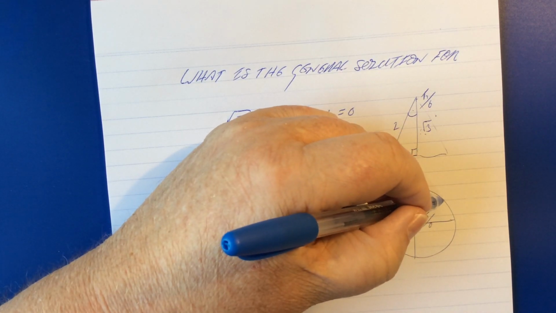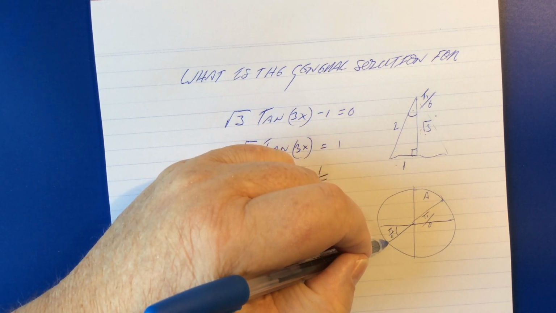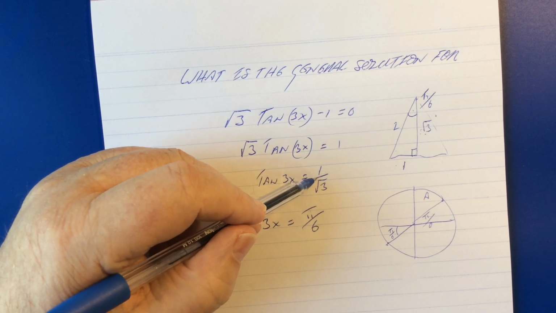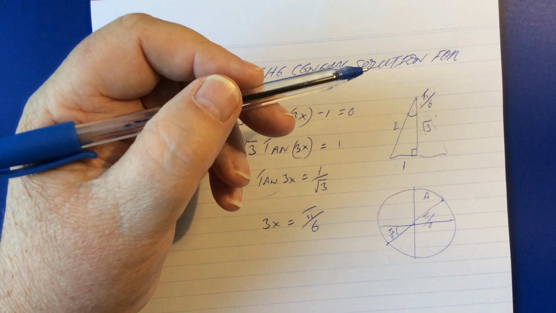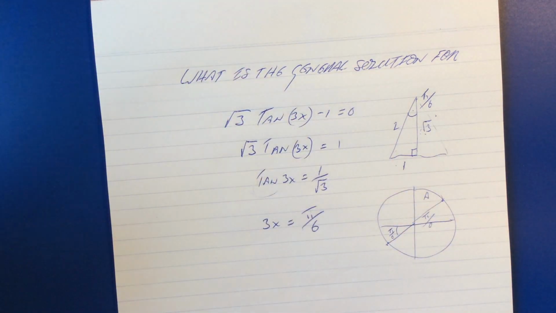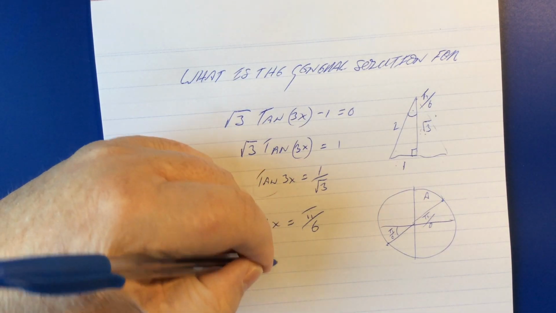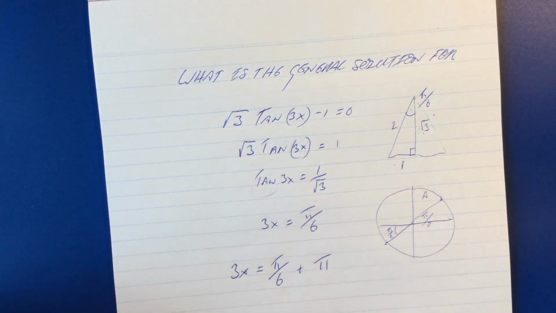So what we know is that if we start at pi on 6 and we move 1 pi, we get to a value that is the same as this. If we move another pi, we get to there. If we move in the other direction, same thing happens. So where do we go from there? Well, 3x therefore is equal to pi on 6 plus pi, from there to there.